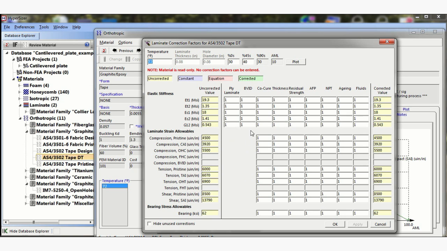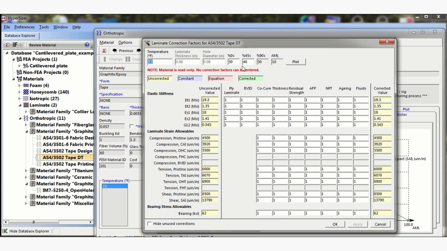So what Collier's done is just given a place for, if that's for allowables, of course for stiffness there is a correction. So what Collier's done again is they've said here's my uncorrected values, so all this column here, and they say apply these corrections, and these are the allowables, stiffness and allowable stresses and strains that are used to calculate the margins of safety.